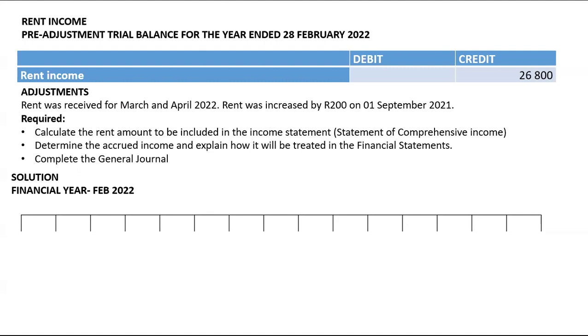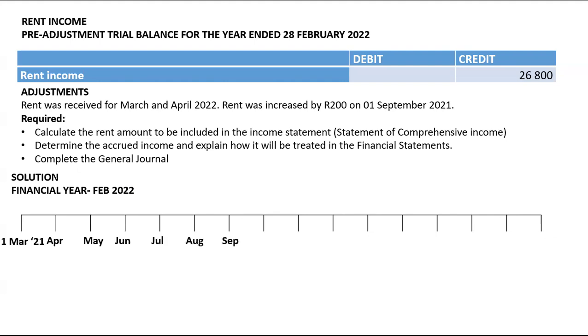Now we'll start with the beginning of the financial year, which will be the 1st of March 2021. It will run up to April 2022. So 2 months here were received in advance. And there was a 200 rand increase on the 1st of March 2021.